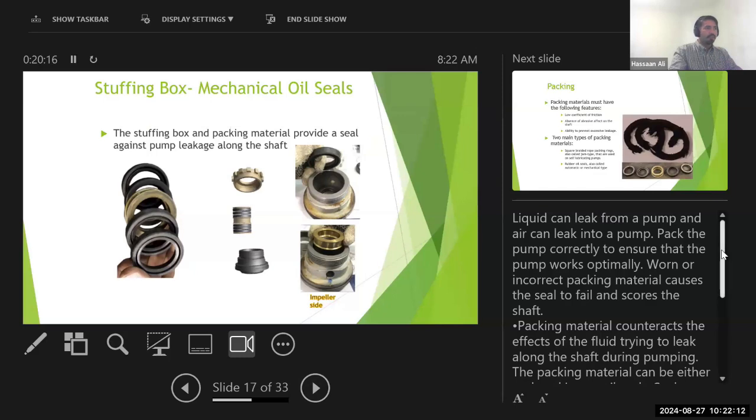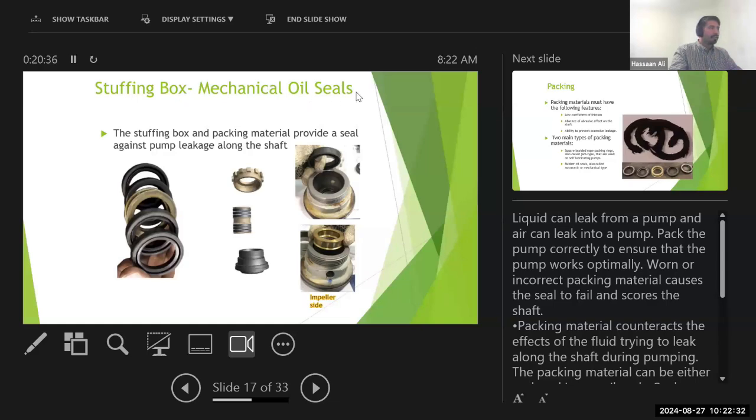So it is ensured that you select the correct type of sealing, and it is reliable, it is robust, because some of these pumps are actually pumping acids, they are pumping very corrosive chemicals, so you don't want those chemicals to leak into the environment.